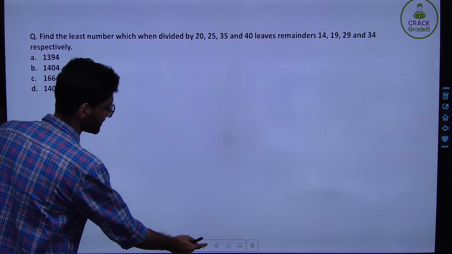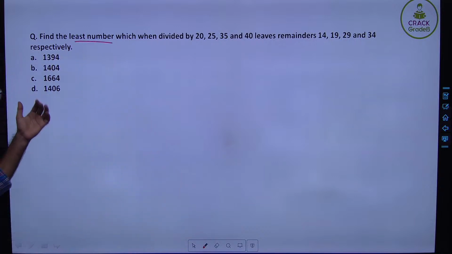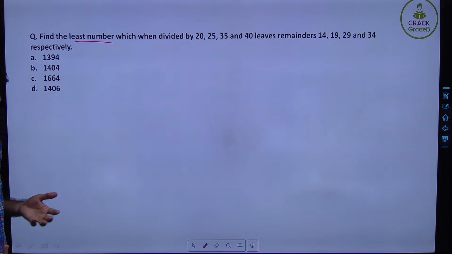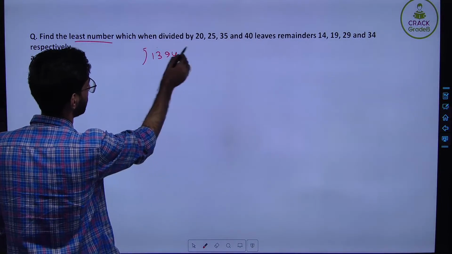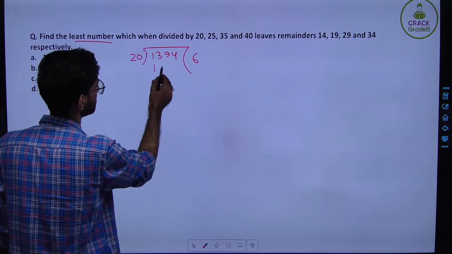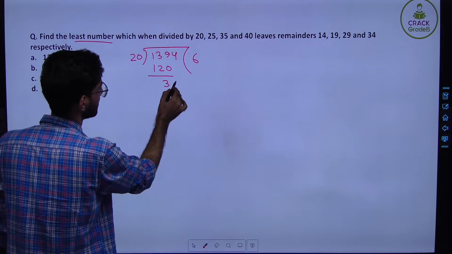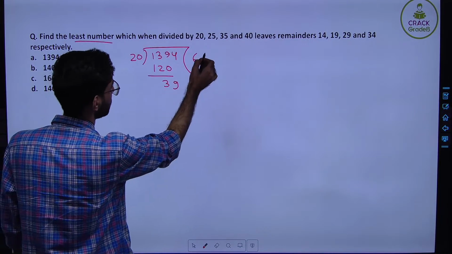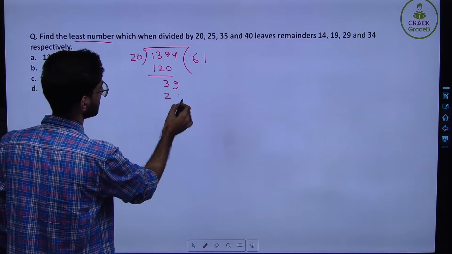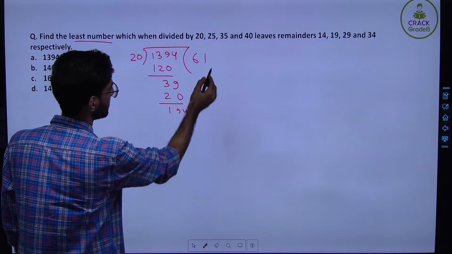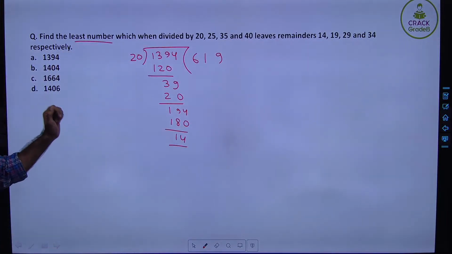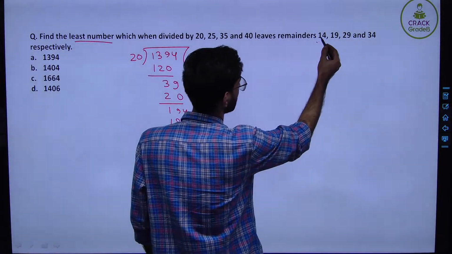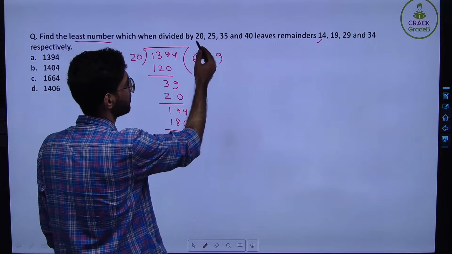We have to find the least number. So obviously we should start with the least value, and 1394 is the least value. If you divide 1394 by 20, 20 into 6 is 120, then 3, 9, then 20 into 1, then obviously 194, then 20 into 9, 180. See, if you divide 1394 by 20, you get the remainder 14. You have checked for 20.